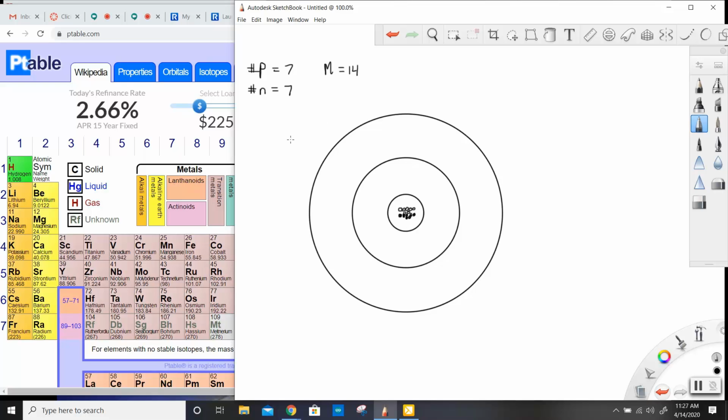Okay. So far, we're good. Now we're going to say that it's neutral. And if it's neutral, then that means that we have how many electrons? 0. Or 7.